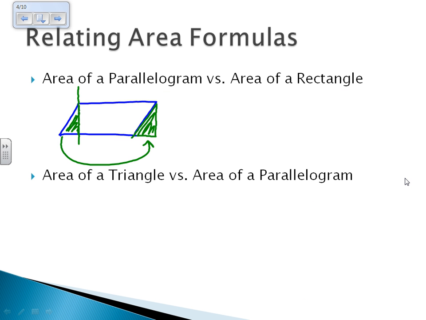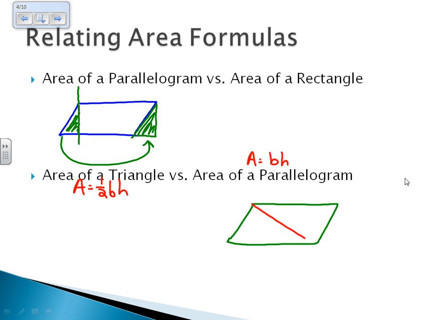The area of the triangle versus the area of the parallelogram. Well, this time let's start with the parallelogram. Doesn't matter what shape. You remember the parallelogram was base times height, right? What's the area of a triangle? Half the base times the height. If I cut any parallelogram in half, what do I get? A triangle. So you should see that the area of a triangle comes from the parallelogram.